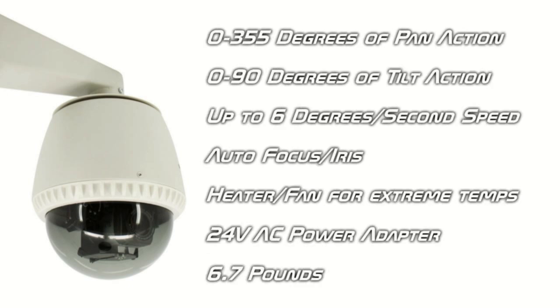The camera also features a 355-degree pan action and 90-degree tilt action, with speeds up to 6 degrees per second. The camera also features an autofocus and auto iris, as well as heater and fan to assist with operation in extreme conditions. The camera comes with a 24-volt AC power adapter and weighs about 6.7 pounds.